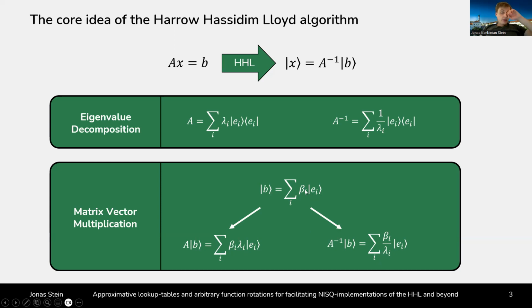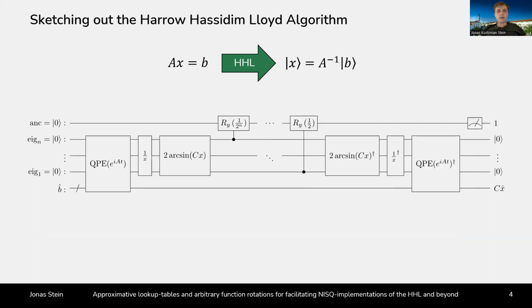And the core idea here is that we can write b in the eigenbasis of A. So this is beta_i, just a coefficient for the corresponding eigenvalue, where this eigenvector lives in the eigenspace of A. If we multiply the corresponding eigenvalue onto b, then we get A times b, and if we do it with the reciprocal of the eigenvalue, then we get the inverse, and that's the core idea.